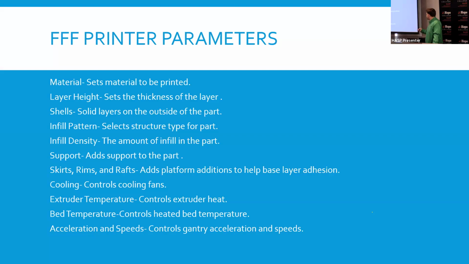Finally, acceleration and speeds. So 3D printer, it's a 3-axis machine. It goes X, Y, and Z. That's going to control how fast you move towards the spot and how fast it ramps up towards that spot in your tool path. Basically, with the acceleration and speeds, the faster you go, the faster you can get your print off your printer. Slower you go, the nicer it's going to look.